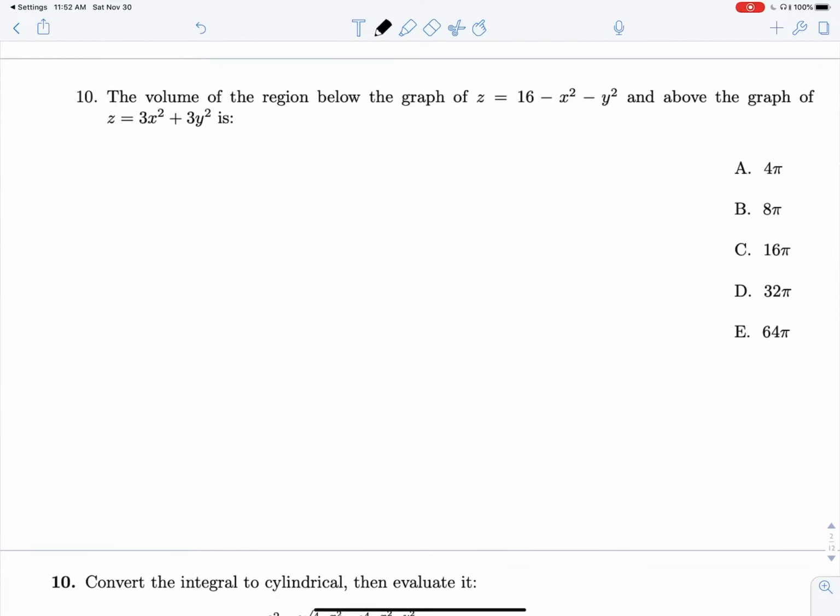Let's find the volume of the region below this graph and above this graph. First of all, let's convert these into cylindrical coordinates. This will be z equals 16 minus r squared, and here we will get z equals 3r squared. And we're going to have to figure out our intersections between these. This is going to be a downward opening paraboloid, so something like that. And then here we're going to have an upward opening paraboloid.